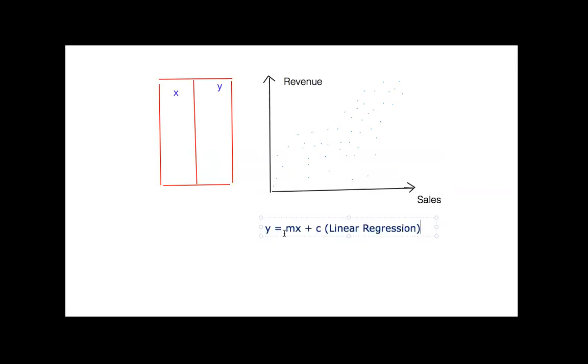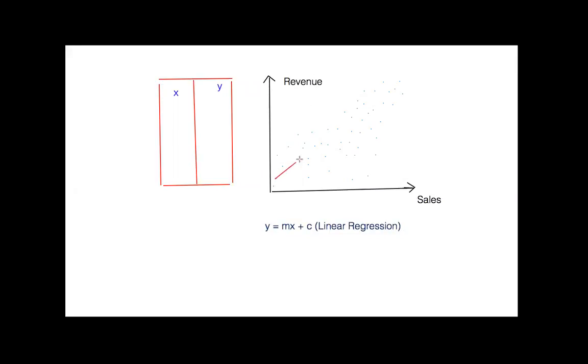So try and understand the equation here. This is where the entire concept of simple linear regression lies. Your m is your slope, x is your x variable, y is the output, and c is your constant. Now, using this equation, if I plot a line, the line will somewhat look like this.